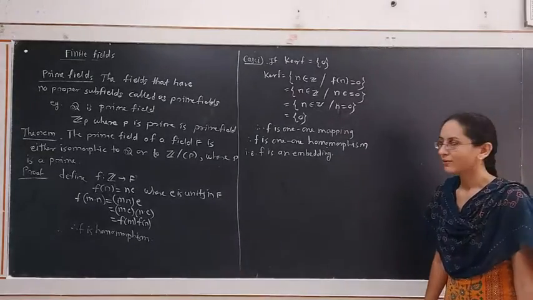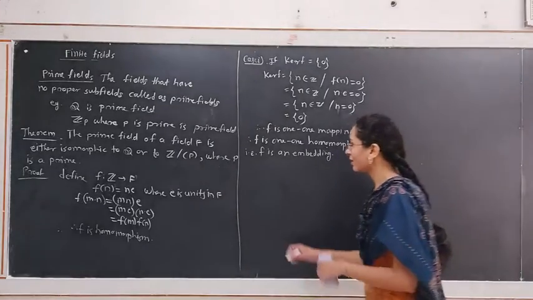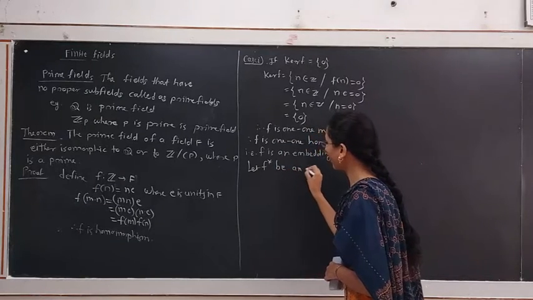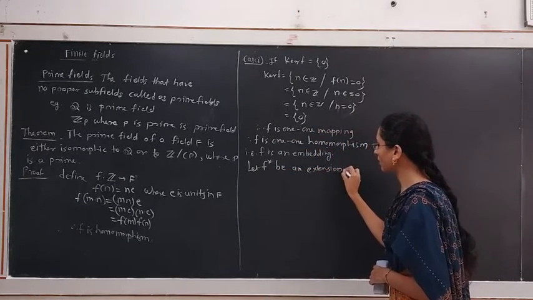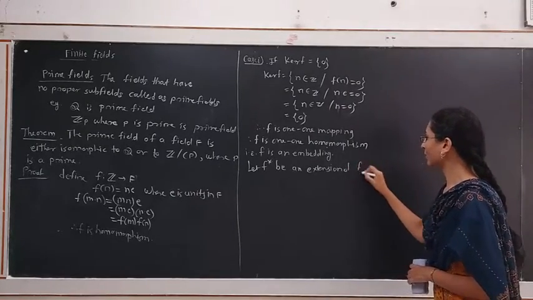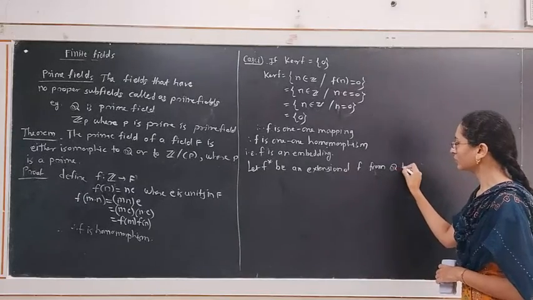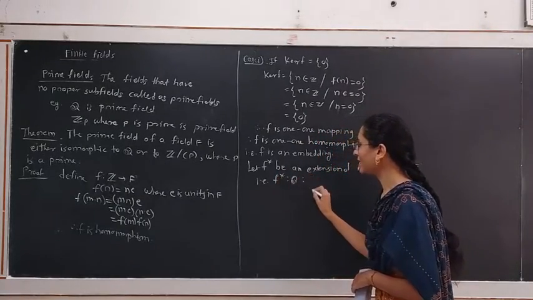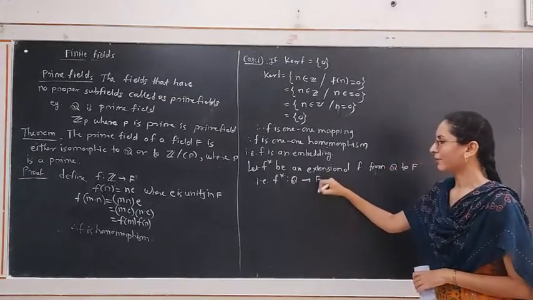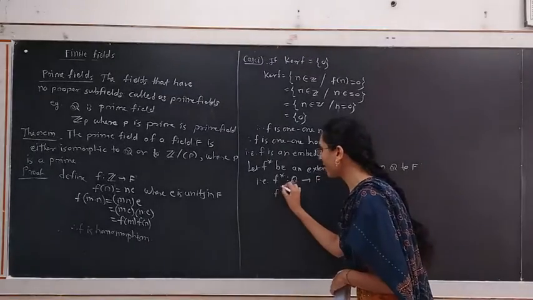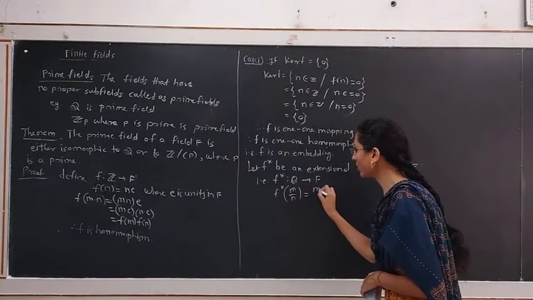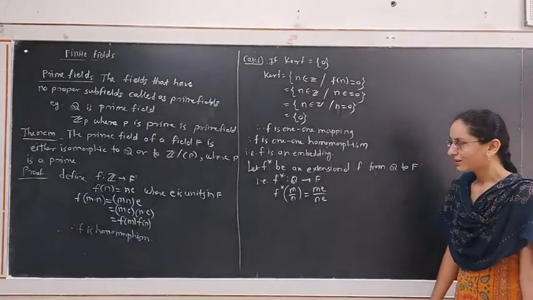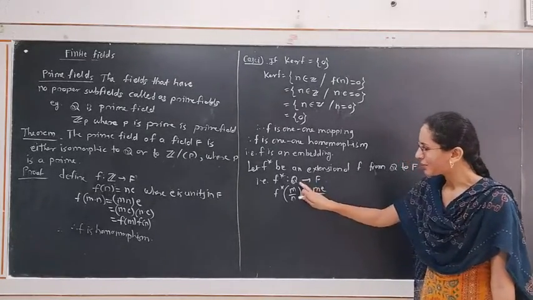We can extend this embedding from F to F star. Let F star be an extension of F from Q to F. That is, F star is defined from the field of rational numbers to the field F, defined by F star of m upon n is equal to m into E upon n into E. Then we say that Q embeds in F.